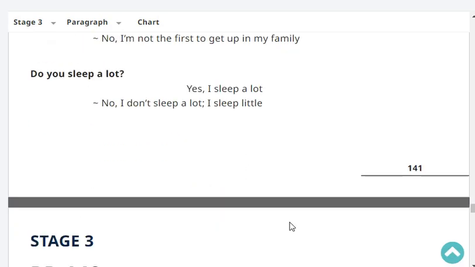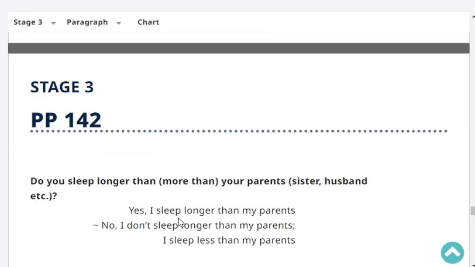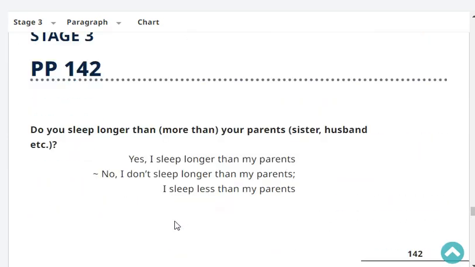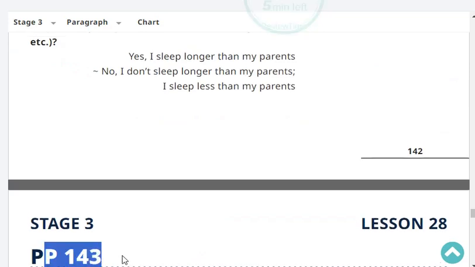Very good. Do you sleep a lot? Yes or no? No, I don't sleep a lot. Very good. Do you sleep longer than your parents? Yes or no? Yes, I sleep longer than my parents. Very good.